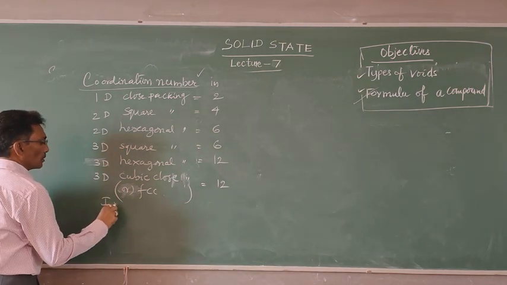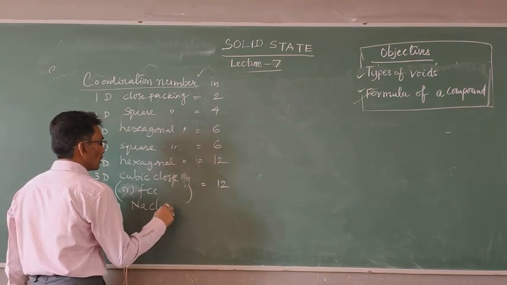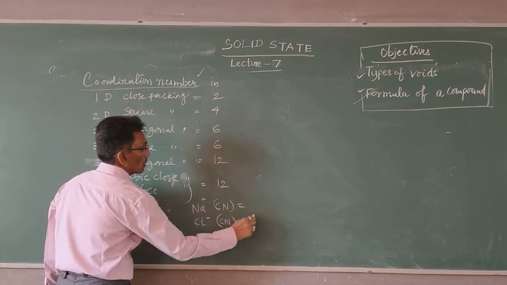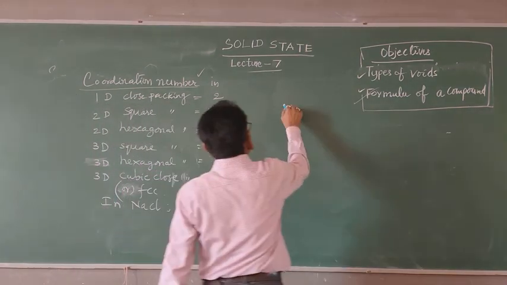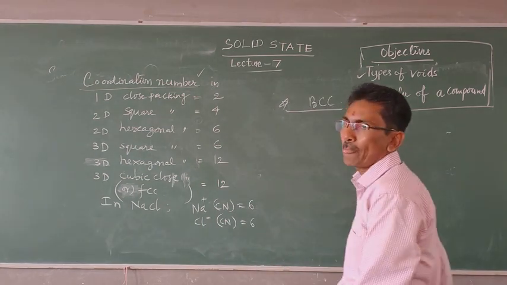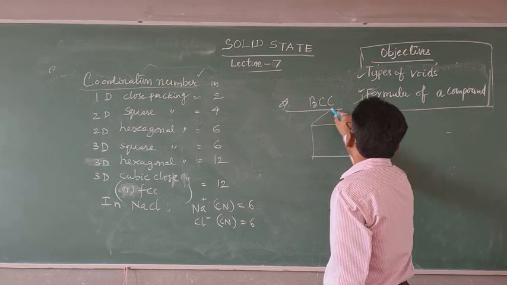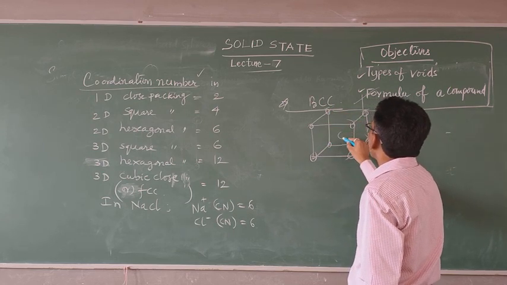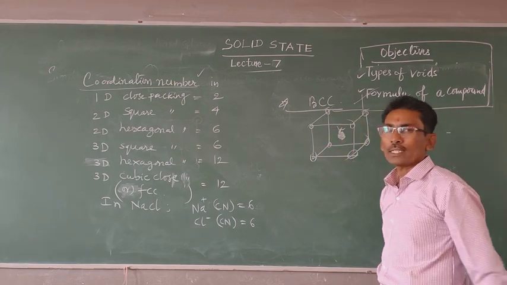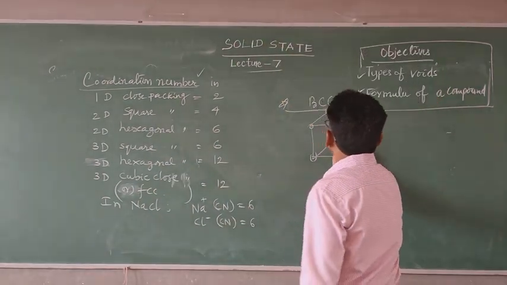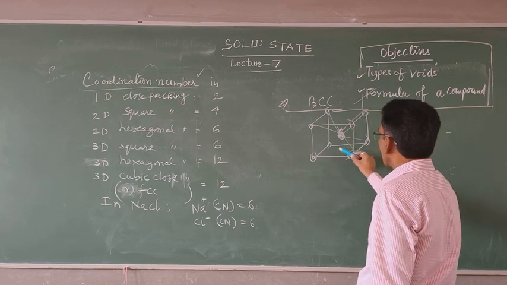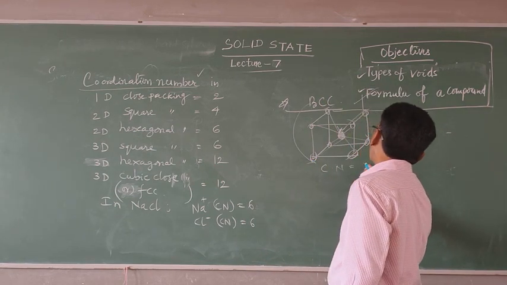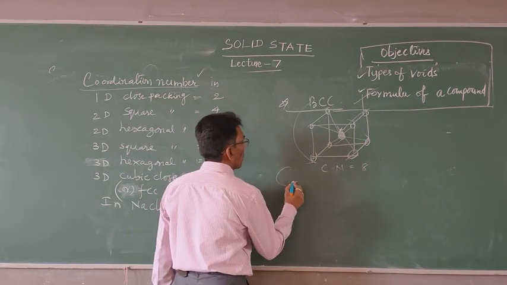But in NaCl, yes, the Na plus coordination number and the Cl minus ion coordination number are 6,6. If we take BCC, what is BCC? Yes, the particles are at all the corners and a particle at the body center. This body center is attracted by corner 1, corner 2, corner 3, corner 4, corner 5, corner 6, corner 7, corner 8. The answer is, in BCC, the coordination number is 8. The well-known example is cesium chloride.